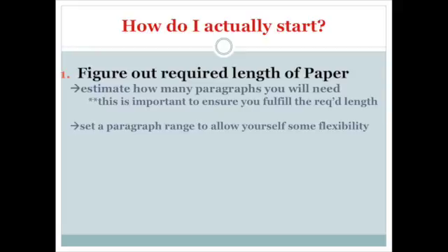So setting this paragraph range allows yourself some flexibility. So when you're researching your topic, you're thinking about, okay, how much information do I actually need for this paper? I want to make sure I go deep enough into my topic. I don't want to be too broad, but on the other hand, I don't want it to be too narrow and I only come up with, say, 5 subtopic ideas.